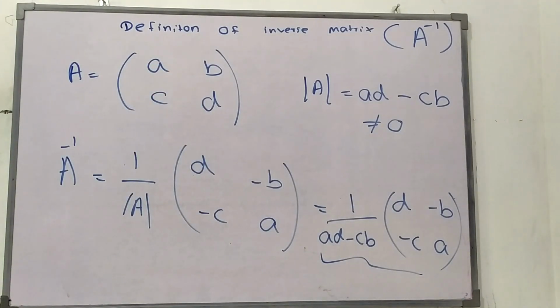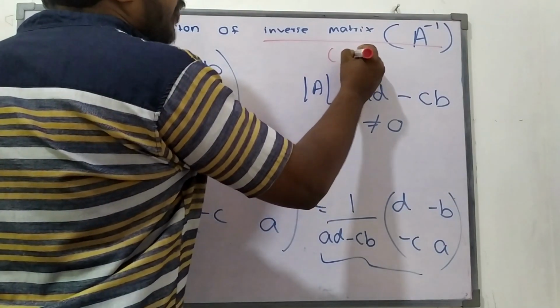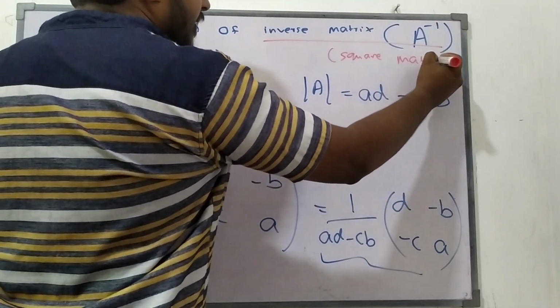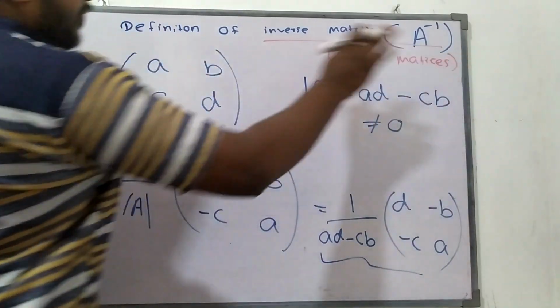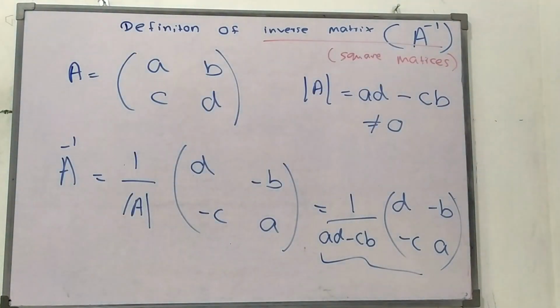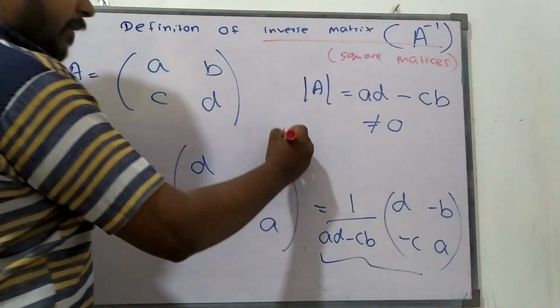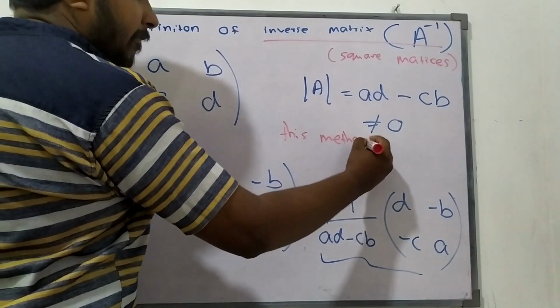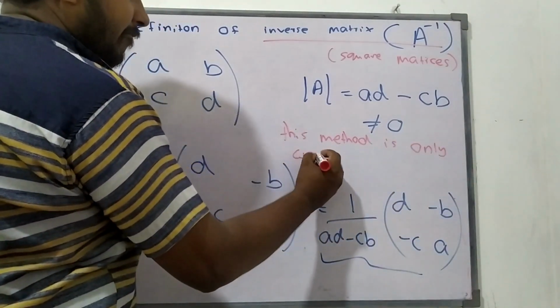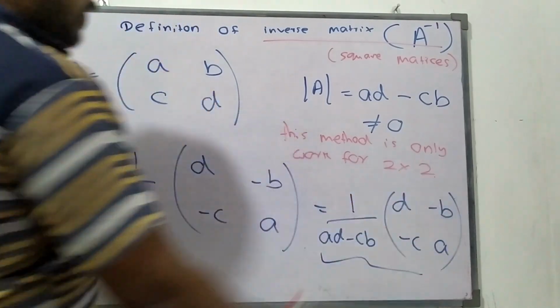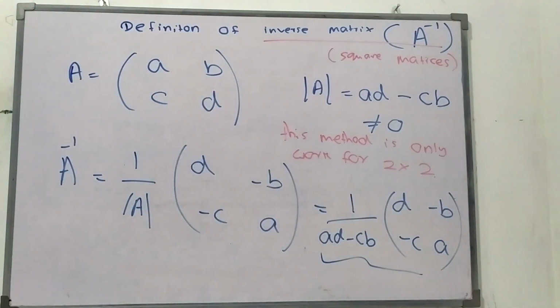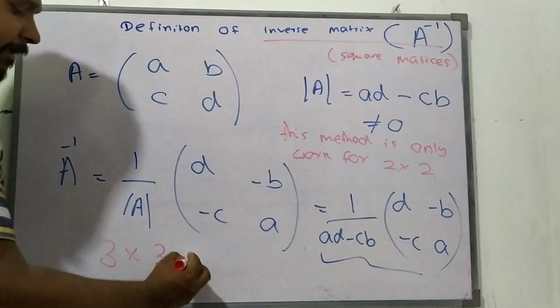So this is the mechanism of finding any inverse matrix, right? Actually this works for only 2 by 2 matrices. Actually inverse matrix is only defined for square matrices, but this method only works for 2 by 2 matrices, right? And actually in our syllabus we don't have the inverse of 3 by 3 matrices, right?